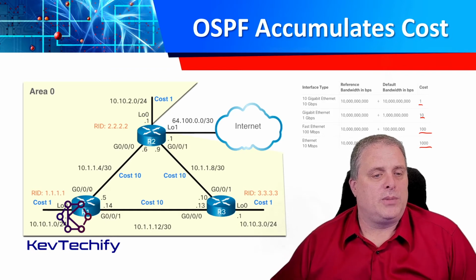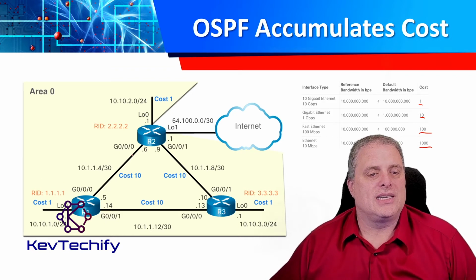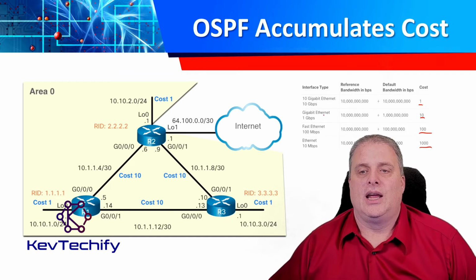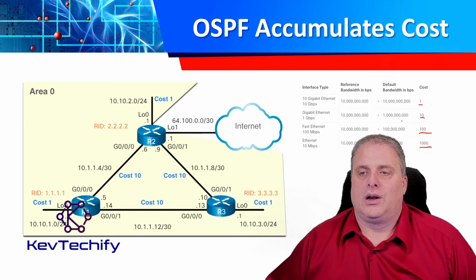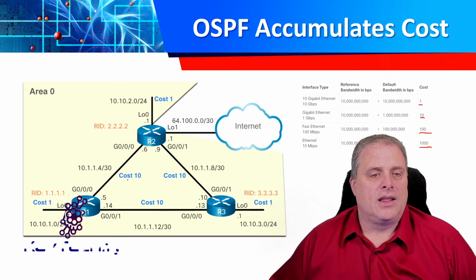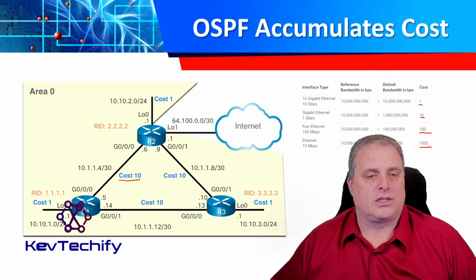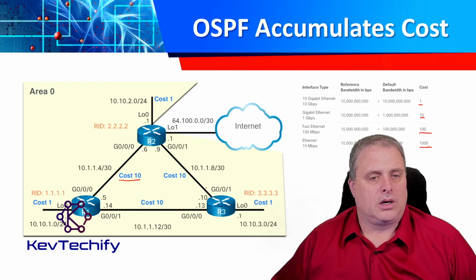This connection here between R1 and R2, this is a gigabit Ethernet connection. If we look at our chart, that gave us a cost of 10. That's what we've put right here, our cost of 10. The connections between all of the routers are all gigabit connections. They all have a cost of 10.